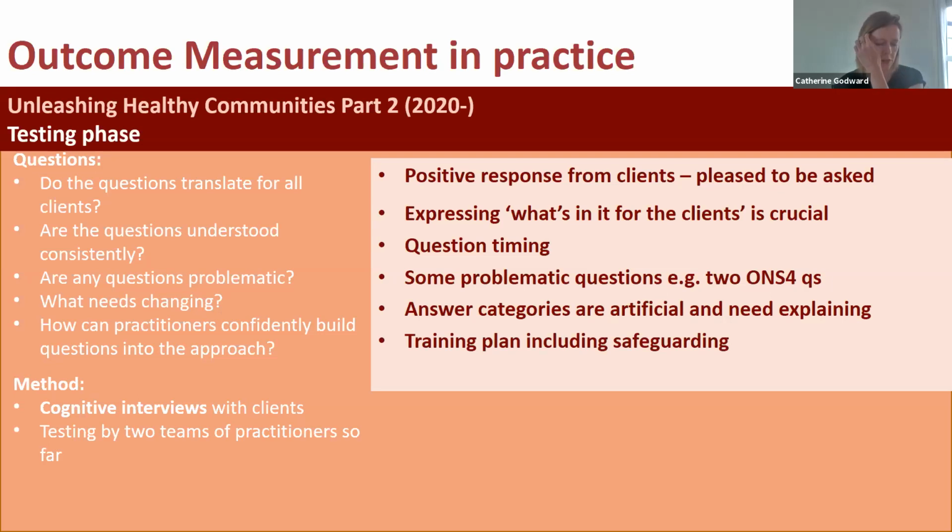Because of the nature of some of the questions, overall, a training plan is needed, and that's something that we're developing in order to enable rollout across the whole of Bromley by Bow. Also, this is needed alongside some strong safeguarding training. Some of the questions, particularly the ONS4 questions, can be quite triggering, so that's something that we are developing internally.